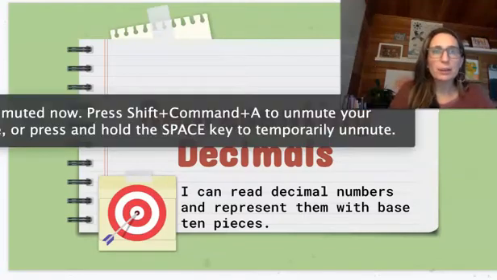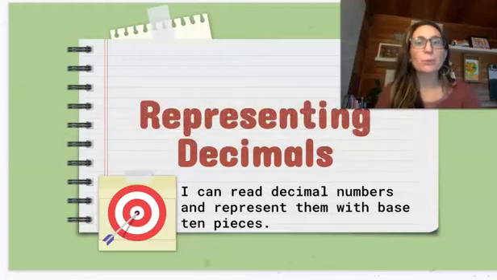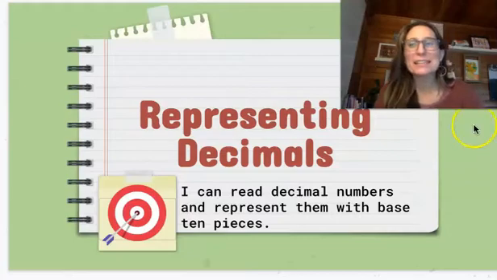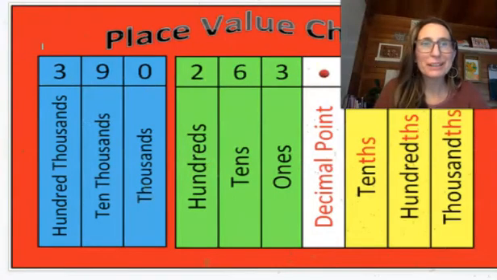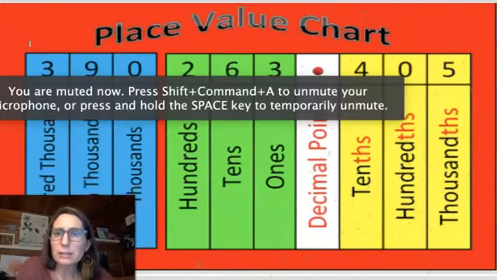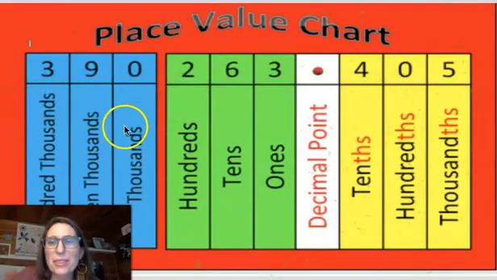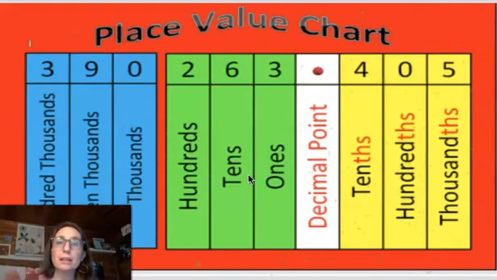Hi, fifth graders. Today we're going to look at representing decimals, and our target for today is reading decimal numbers and representing them with base 10 pieces. When we look at the place value chart, we're looking at hundred thousands, ten thousands, thousands, hundreds, tens, and ones, all as our whole numbers. And then we need to get real familiar with working beyond the decimal point.